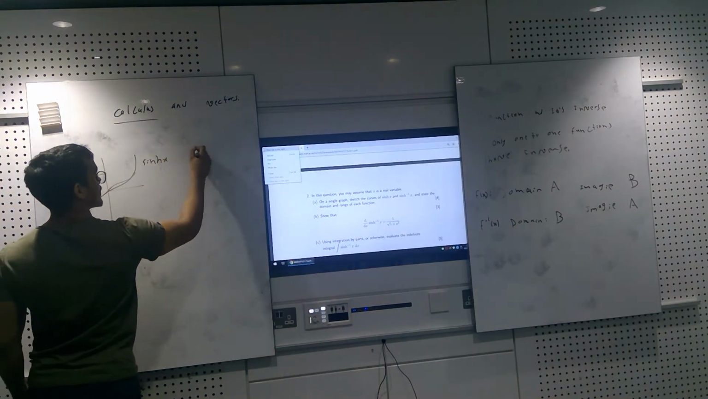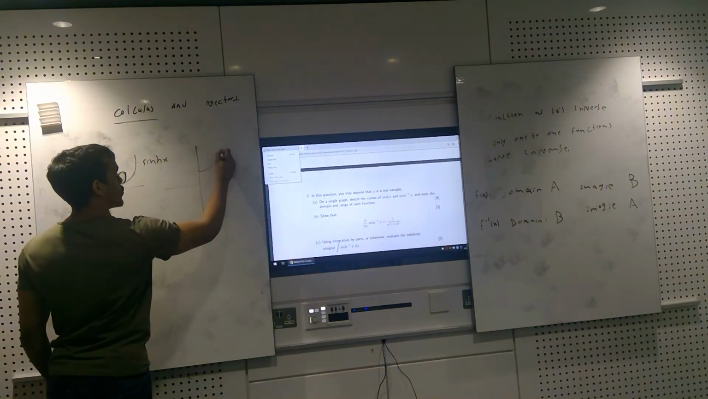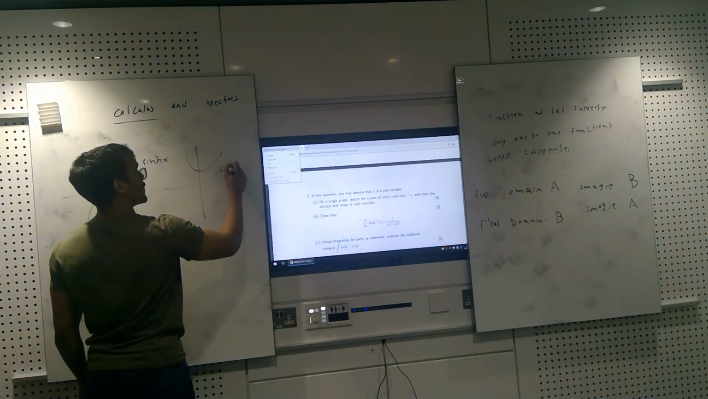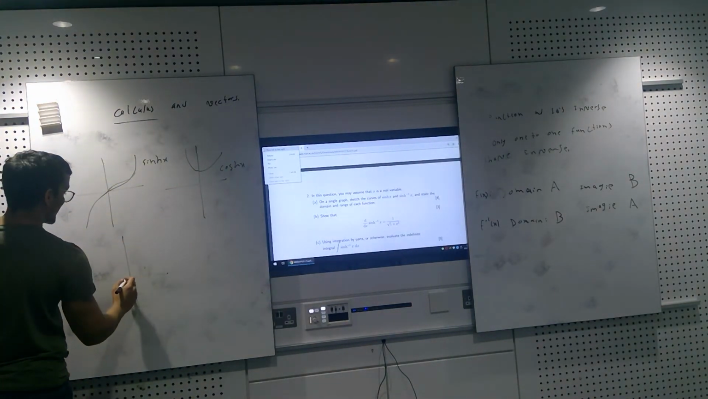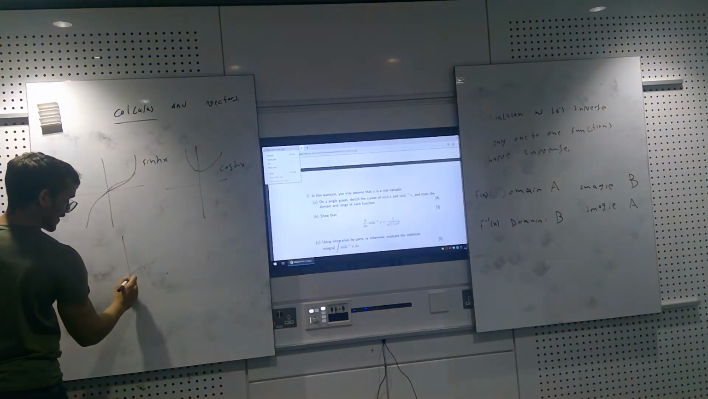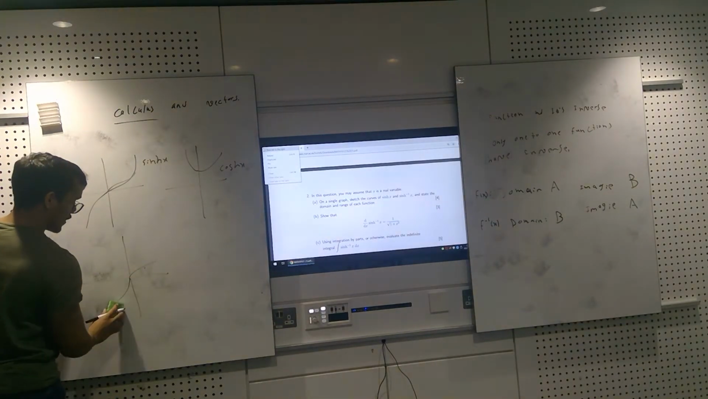Sinh of x. This is the cosh of x, the cosh. And this is the sinh inverse.